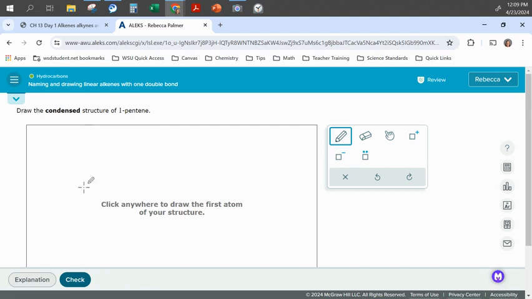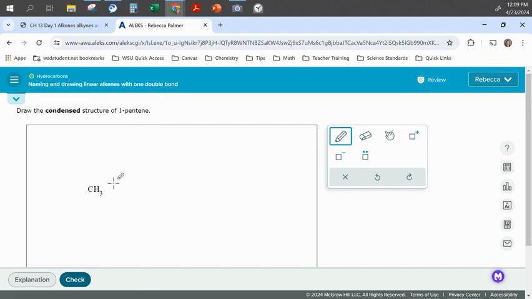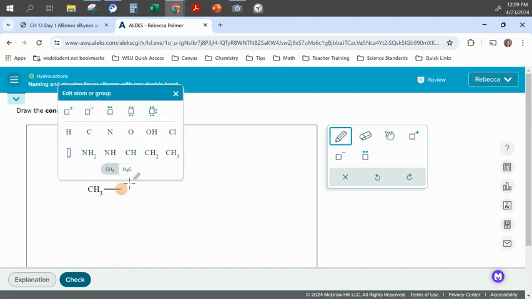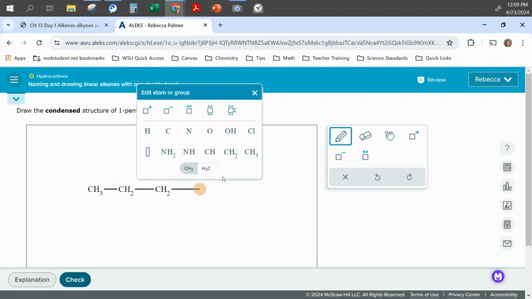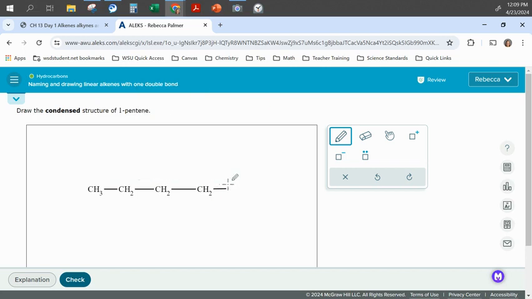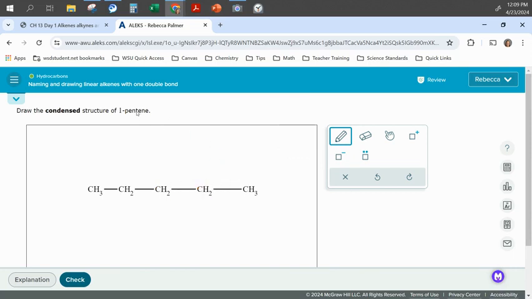Condensed structure. That means we're going to draw the CH stuff. Pentene is 5. 1, 2, 3, 4, 5. 1-pentene, so it just has to be on the end.